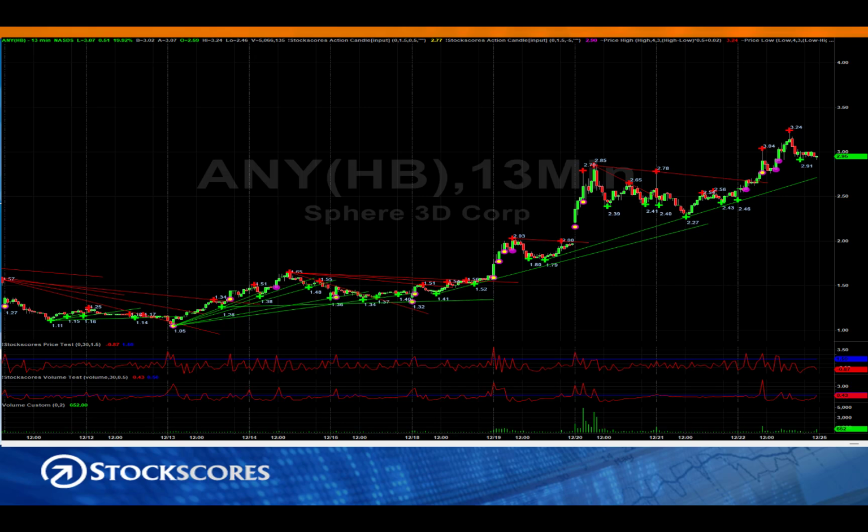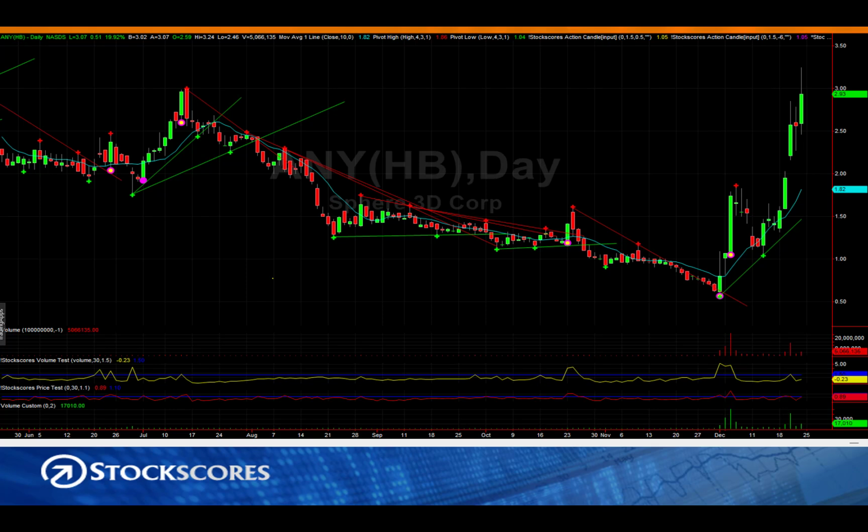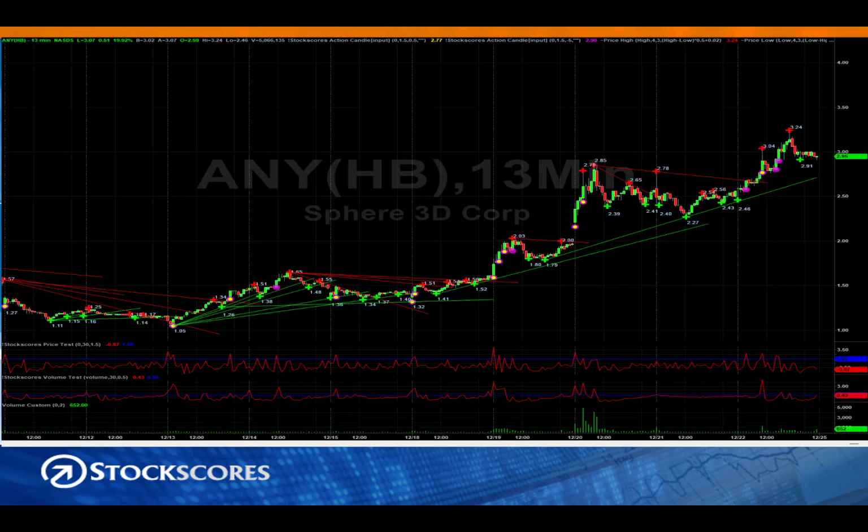but the daily chart could give me a very different impression. If I look at ANY on the daily chart and I draw my trend line, I'm going to say that here, here, here, here, I am overbought because I'm way above the trend line. So if I was trading off of the daily chart, I would not want to be a buyer. However, let's now take a look at these 4 or 5 days on the 13-minute chart. And that's these days right here.